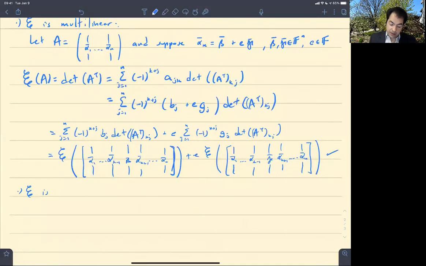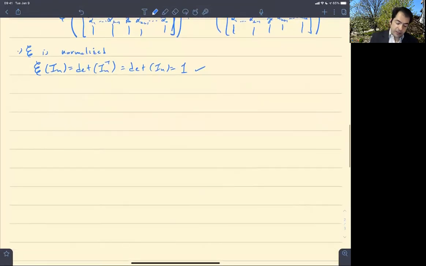It's easy to see that E is normalized, because E of the identity would be the determinant of the identity transpose, which is equal to the determinant of the identity, which is equal to 1. So that just leaves for us to check that E is alternating. Okay, so let's check the case n equal to 2 separately from the others.